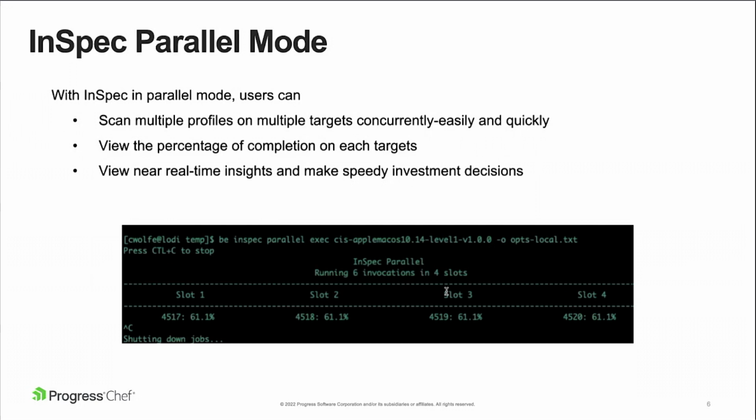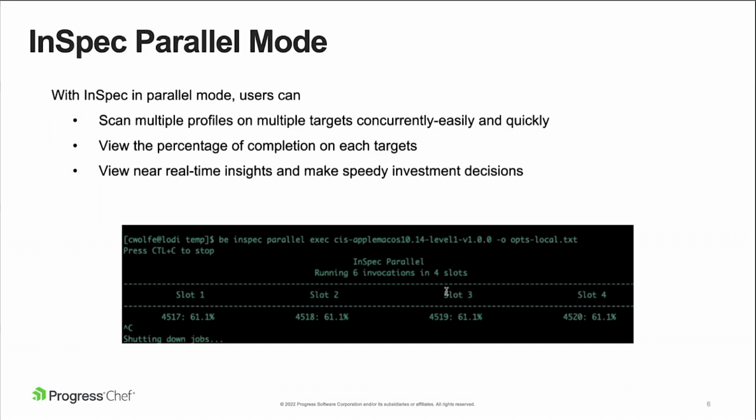Some of the key use cases for the InSpec Parallel feature: users can scan multiple targets with the same set of audit profiles simultaneously. For example, users can scan a CentOS benchmark profile on multiple targets simultaneously. The second use case is that users can scan multiple targets with different sets of audit profiles simultaneously. For example, if you have CentOS and Windows benchmarks on multiple targets separately, you can scan the CentOS and Windows benchmarks simultaneously on CentOS and Windows targets. So this is multiple targets with multiple profiles.